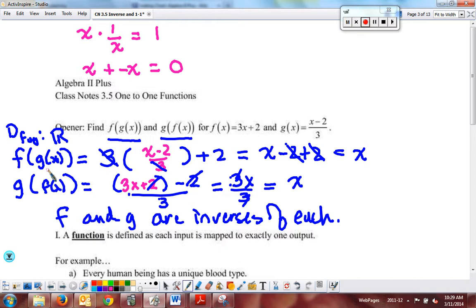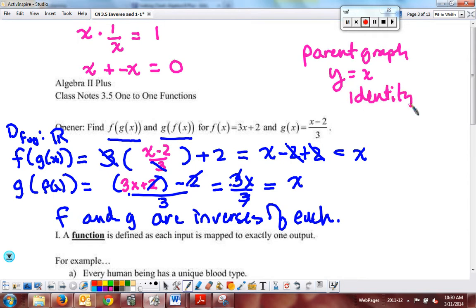Composition is the operation. And when I do this composition operation of a function, and yeah, remember your parent graphs? What did we call the parent graph y equals x? Oh, the identity function. Oh, hey. If I put two objects together that are inverses, I end up with the identity. I'm doing the same thing but in functions.